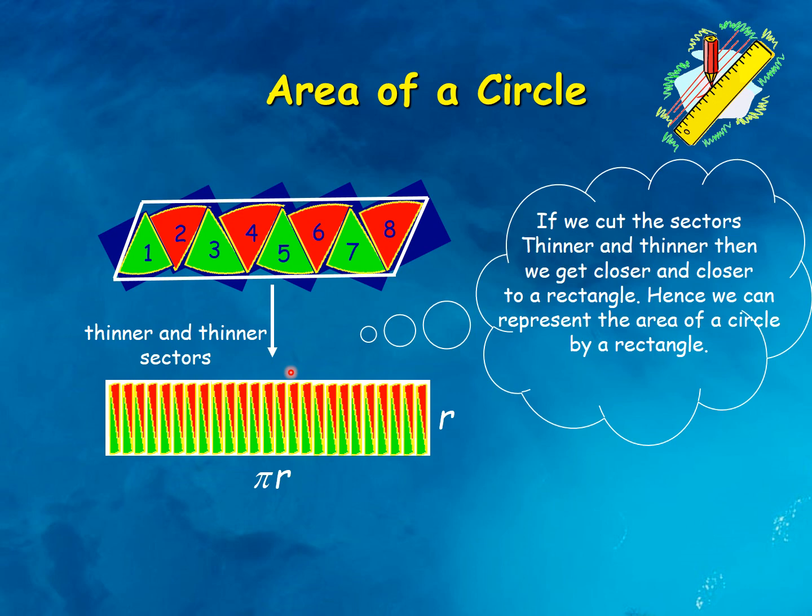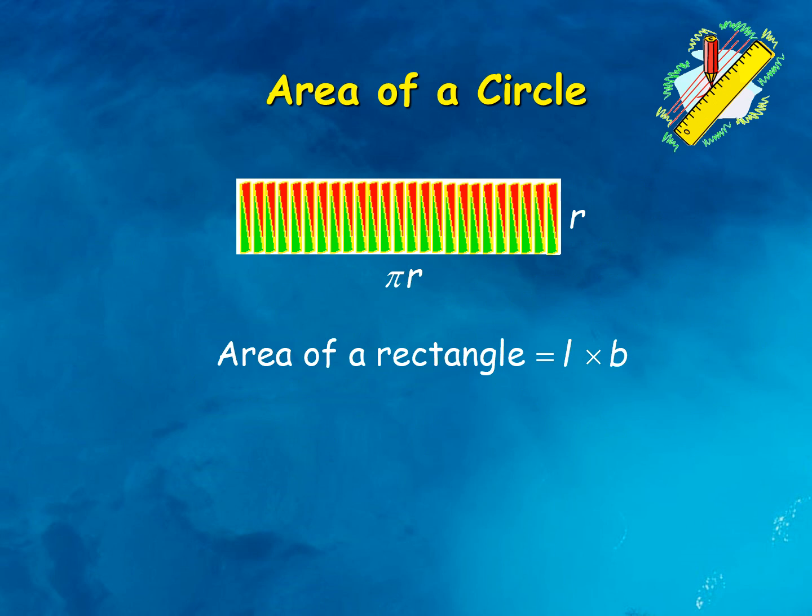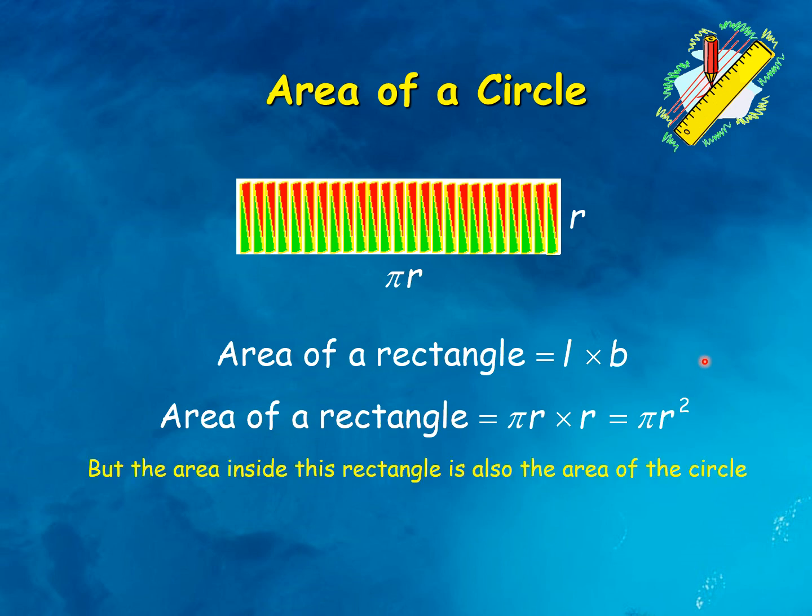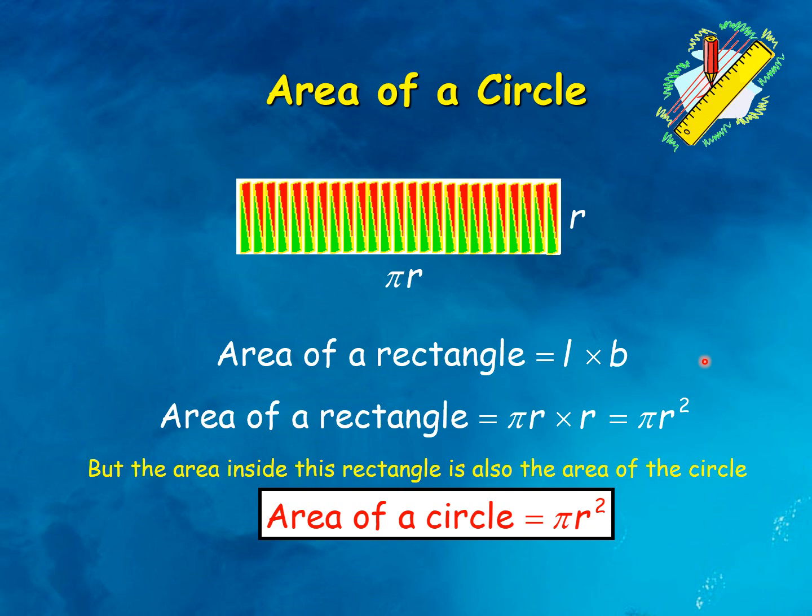It will be r, and this part will be pi r. So we can say area of a rectangle is length times width, right? Length times breadth, both we can use. So the area of the rectangle will be: length is pi r, times r, the breadth, so pi r square. But the area inside this rectangle is also the area of the circle. So area of a circle equals pi r square. This is the important formula.